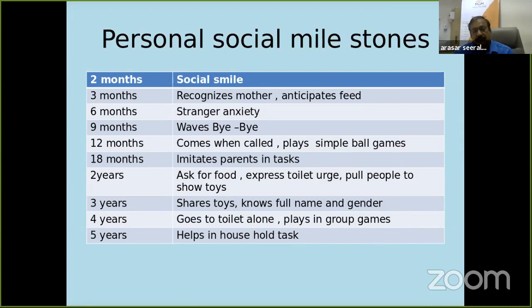By 12 months, it should come when called and must start playing simple ball games. By 18 months, it must start imitating parents in tasks. And at 2 years, it must start asking for food and expressing toilet urge.